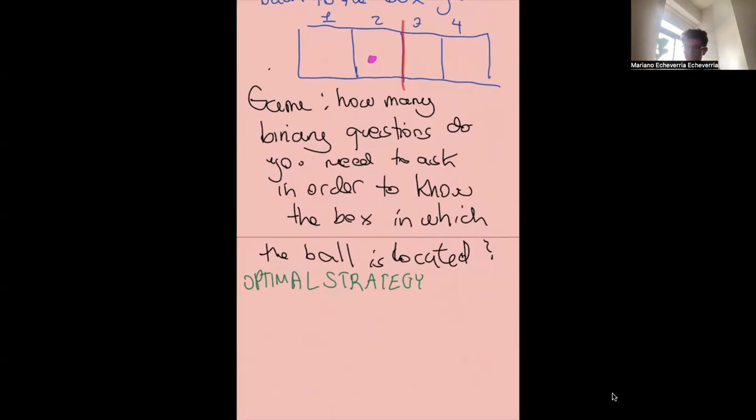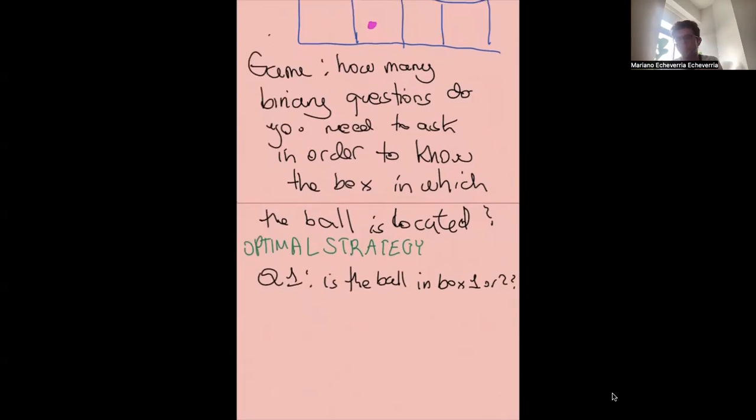So you could ask as the first question: is the ball in box 1 or 2? That has a yes or no answer. If it says yes, then you only have to look in these 2. And if it says no, you also only have to look in these 2. So once you know that answer, if it has said yes, then you only have to ask, is it in box 1?